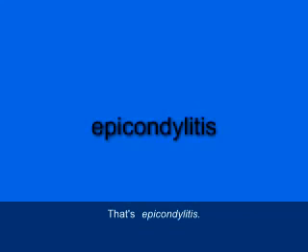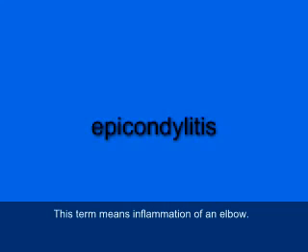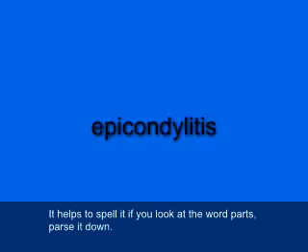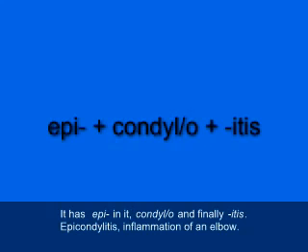The next term is another one that comes a little bit out of left field. It's got word parts we just have not seen before. That's epicondylitis. This term means inflammation of an elbow. And it helps to spell it if you look at the word parts, parse it down. It's got epi in it, condylo, and then finally itis. Epicondylitis, inflammation of an elbow.